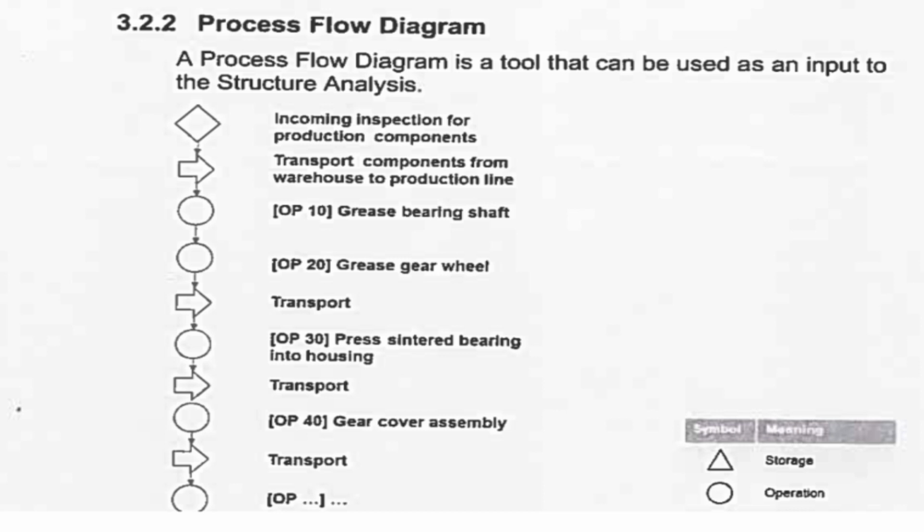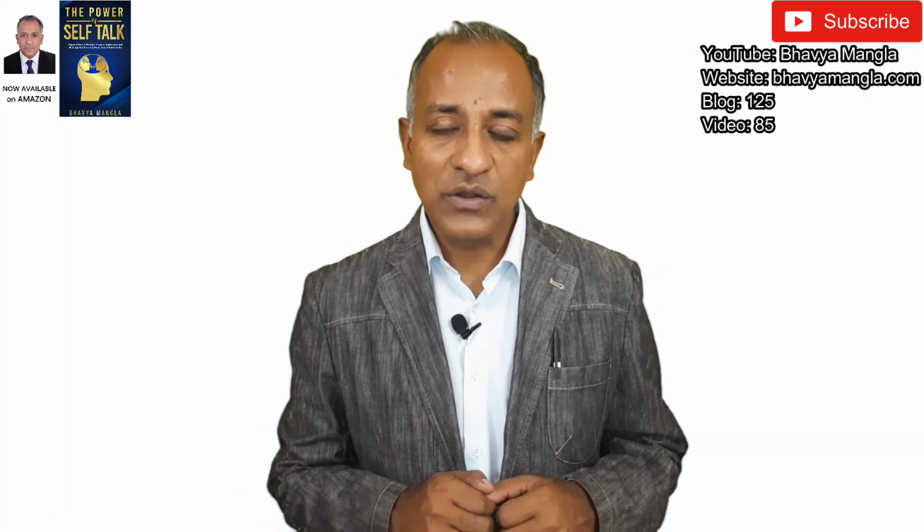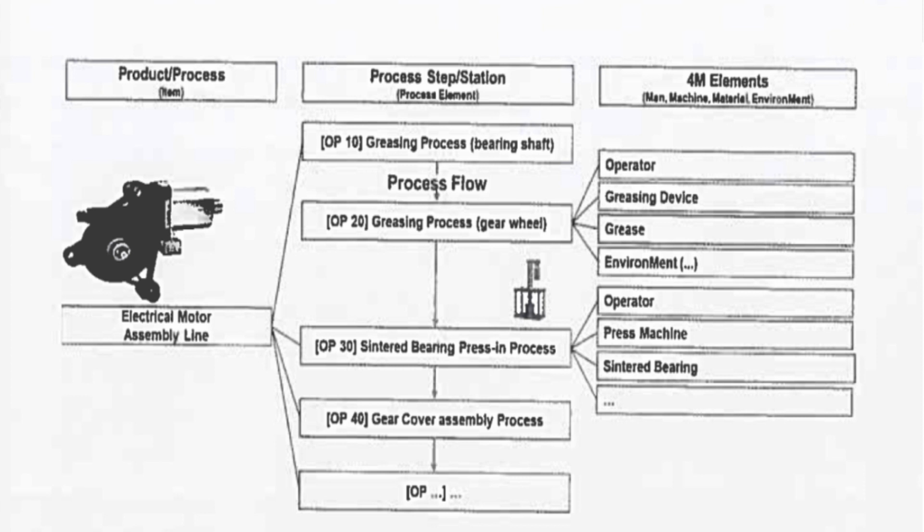And lastly, if I talk about the structure tree, the word which is used with respect to process FMEA. As I told earlier, it has 3 steps: process items, process steps, and process work element. If you see the example here, when we talk about process and product items, we are talking primarily about, say, the electrical motor assembly line. When we talk about process step or station, here we go into detail about different operations, operation 10, 20, 30, 40 and so on, and how each process can be impacted by the process elements. It can be man, machine, material, method, environment and other things.